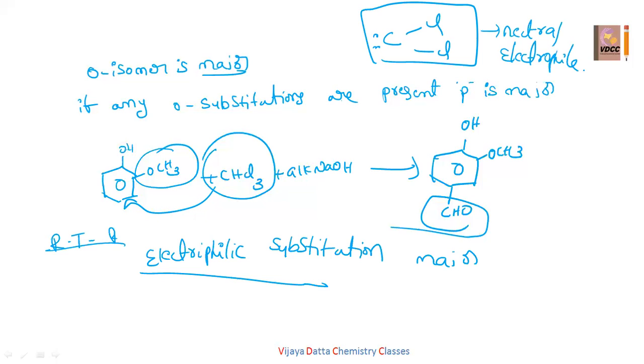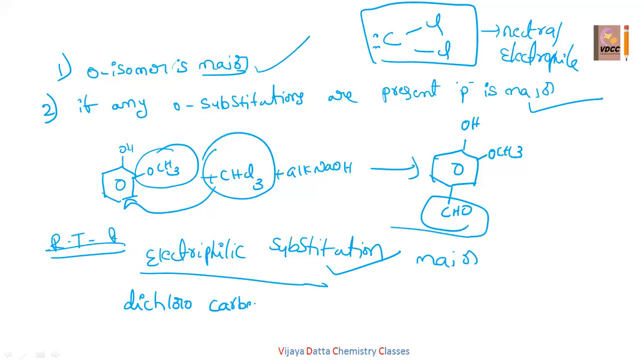So the very important points we have done: the ortho isomer is the major, and if an ortho substitution is already present, then the para isomer is the major. This Reimer-Tiemann reaction is an electrophilic substitution reaction, and the electrophile is the carbene. Dichlorocarbene is the electrophile. This is called a neutral electrophile. So this is about the Reimer-Tiemann reaction.